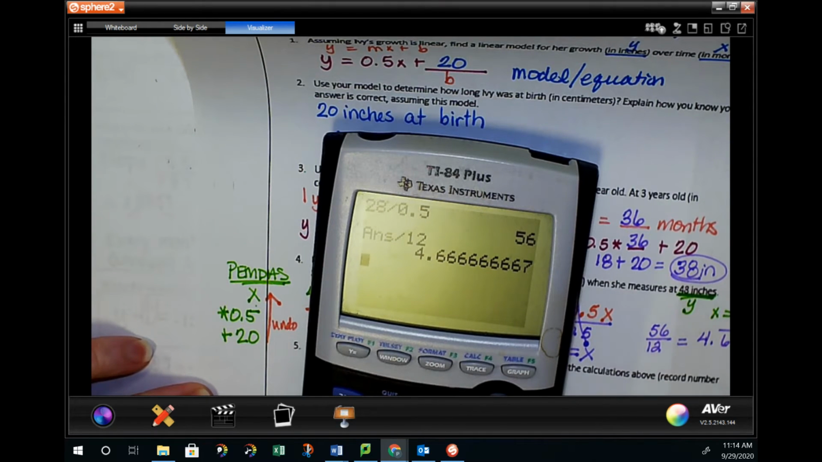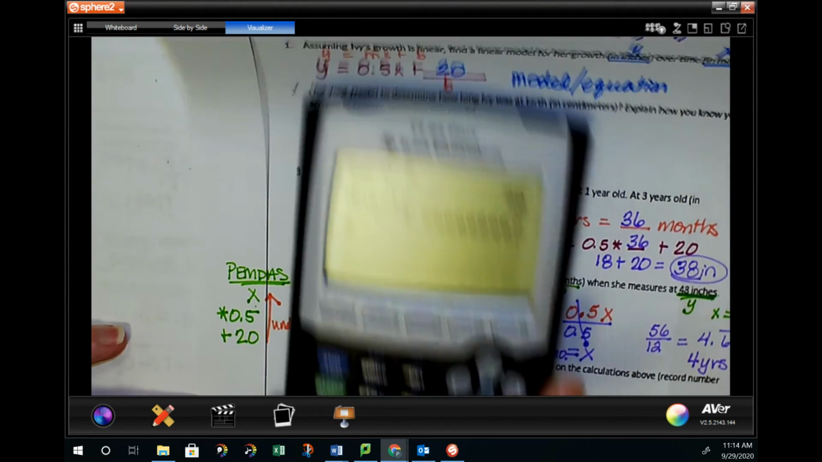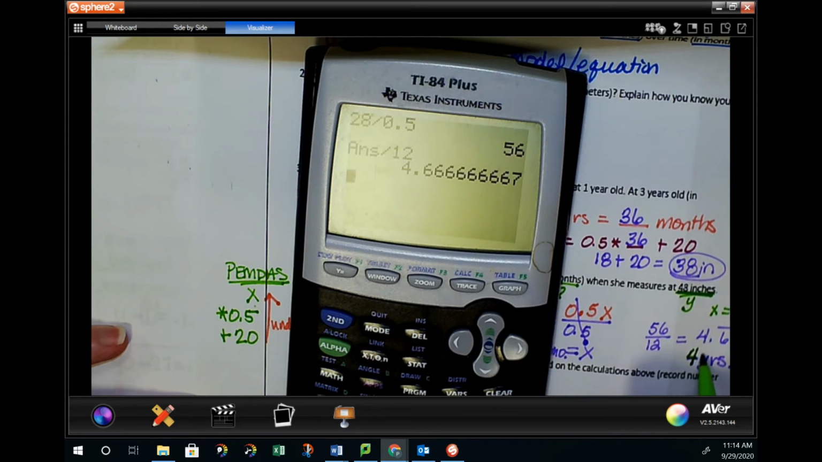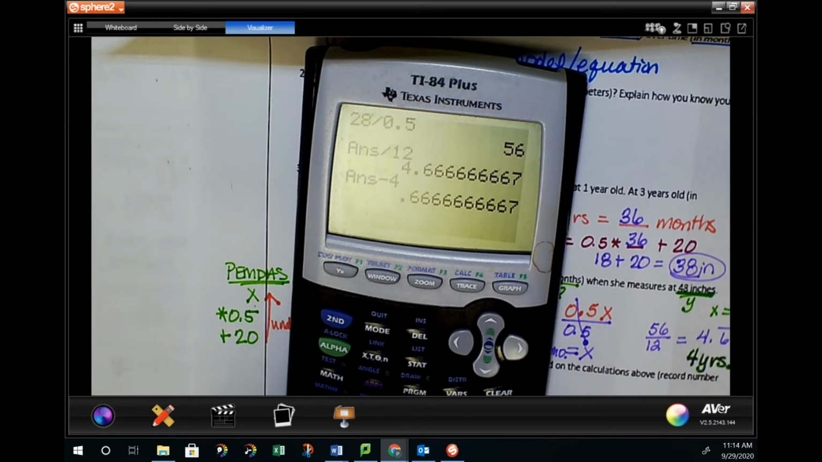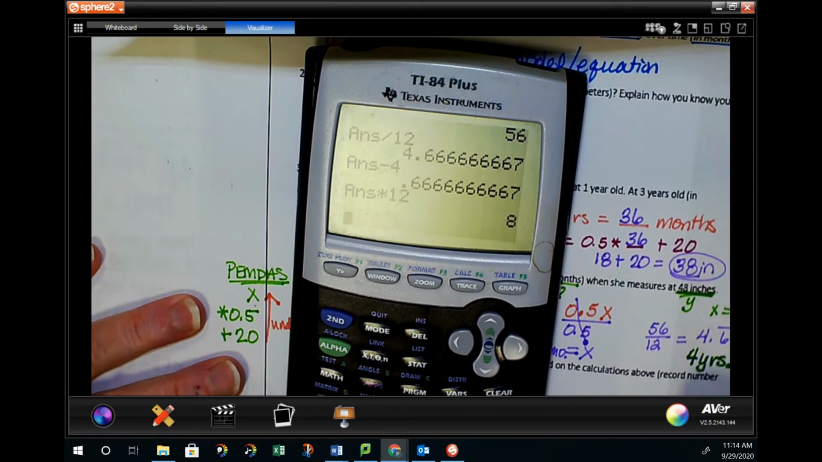Okay, so now I know that that's 4 years. But then how many months is that? Because that's what the question is asking, in years and months. So we got that 4 years. I'm going to subtract 4, and now I'm left with that 0.6 repeating. I'm going to take that and multiply by 12. So that gives us 4 years and 8 months.